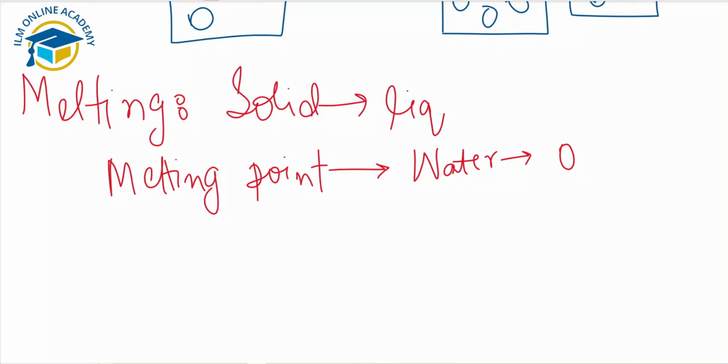So the melting point of water is 0 degrees Celsius, which is specific to pure water. If there is any impurity present in the water, then the boiling point rises and the melting point decreases. For example, if there is any impurity present in the water, the melting point decreases and the boiling point rises.